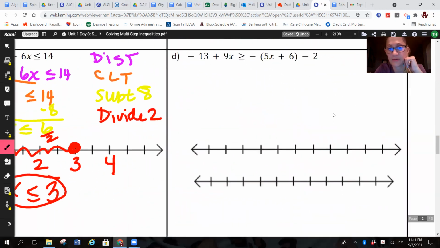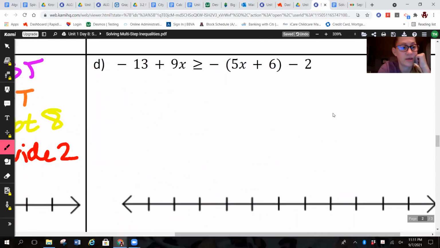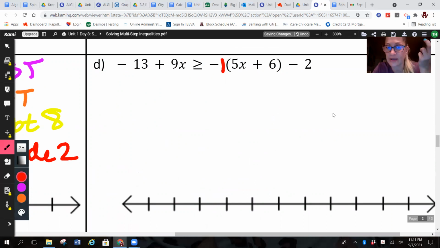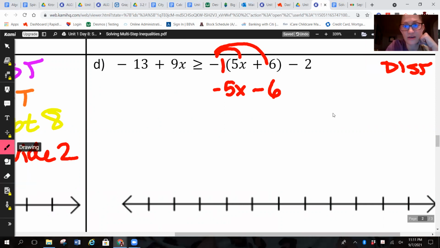Our next example is pretty intense. First off, I'm going to squeeze a 1 right here, and I'm going to say that it's really meaning a negative 1 times 5x, a negative 1 times 6. It does change the sign. First thing I did was distribute. And then I'm going to rewrite everything else as it says.